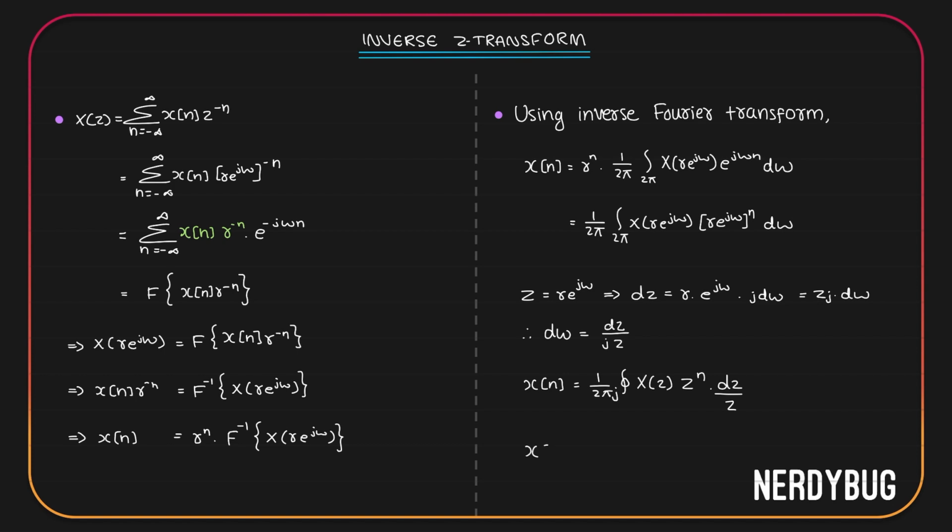So finally we get x of n is equal to 1 by 2 pi j closed integral of x of z raised to n minus 1 dz. This is the equation for inverse z transform. Let us put it in a box. But just like we did in the Laplace transform, we will not be using this expression to find the inverse z transform. We will use other ways to do that.